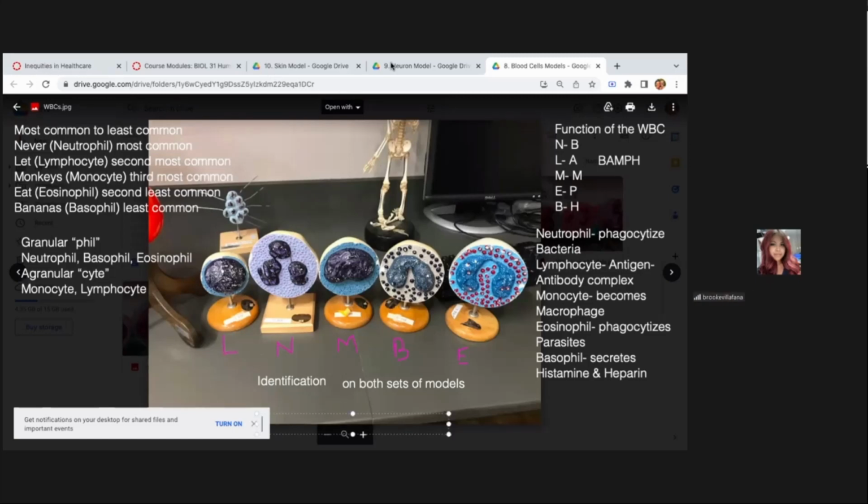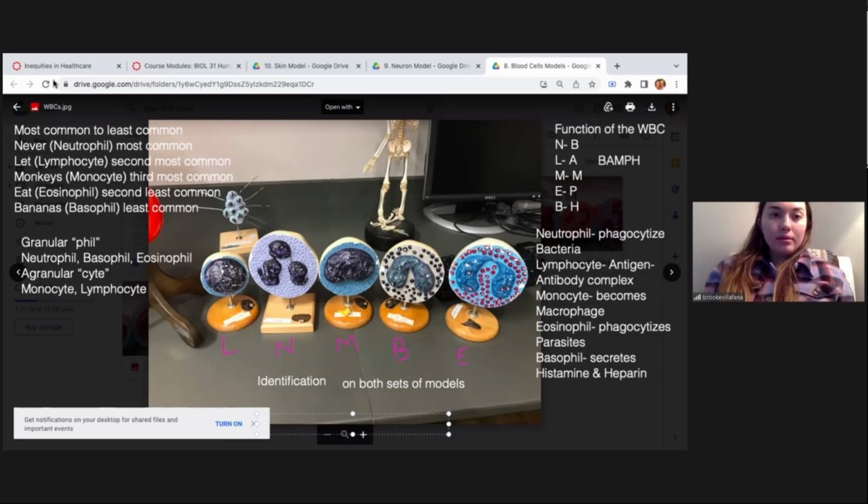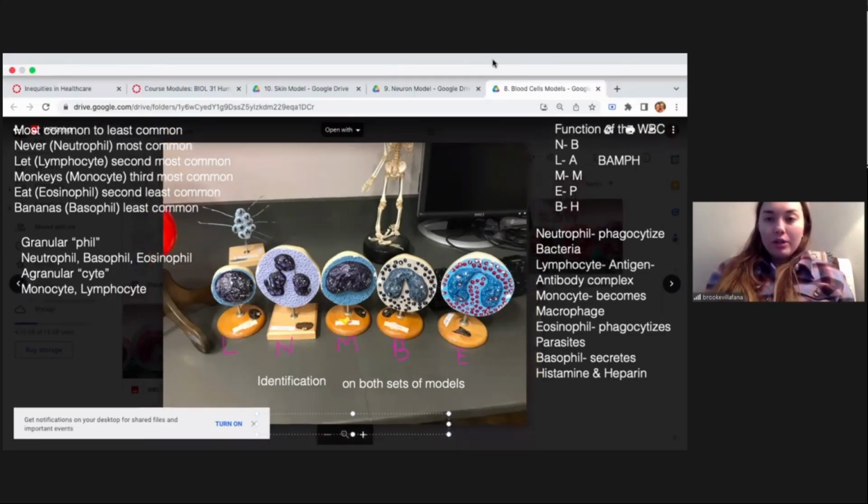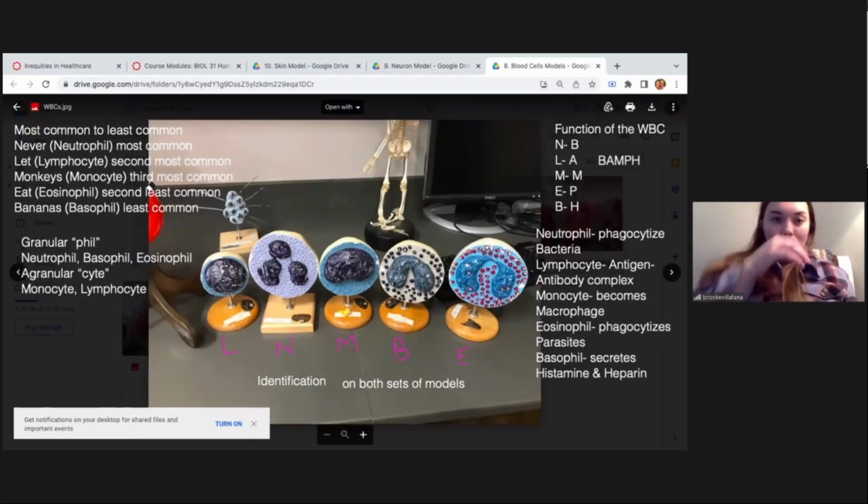All right, we good? Everyone got it? Okay. I'm going to move on to our next model. I believe it's neuron.